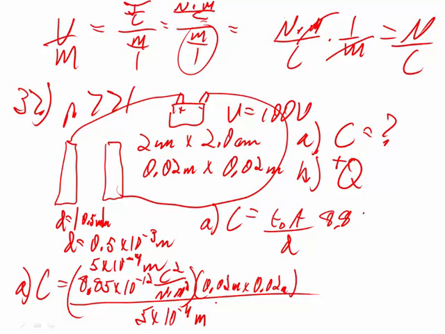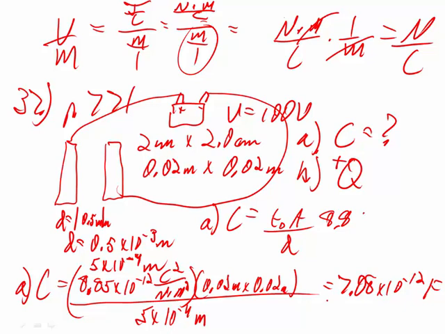All right, let's do the calculations. Let's see what we get. We get 8.85 times 10 to the negative 12th times, in parentheses, 0.02 times 0.02, close parentheses, divided by 5 times 10 to the negative 4th. And what do we get? We get 7.08 times 10 to the negative 12th farads. And you say, how do you know it's farads? Because it's coulombs per volt. Coulombs per volt is a farad.